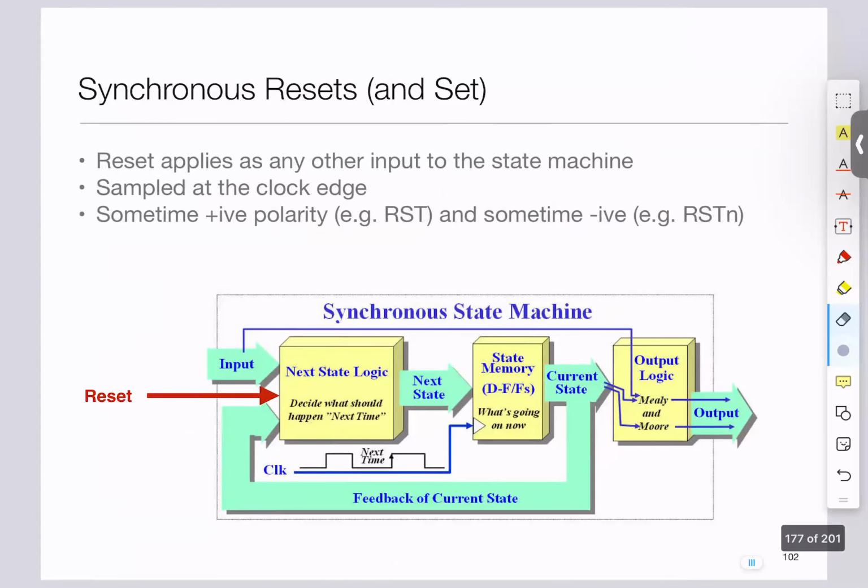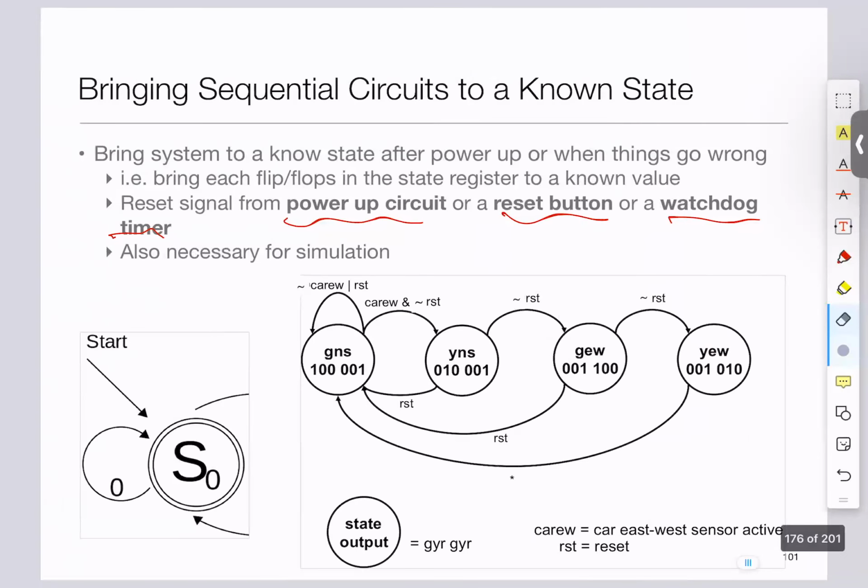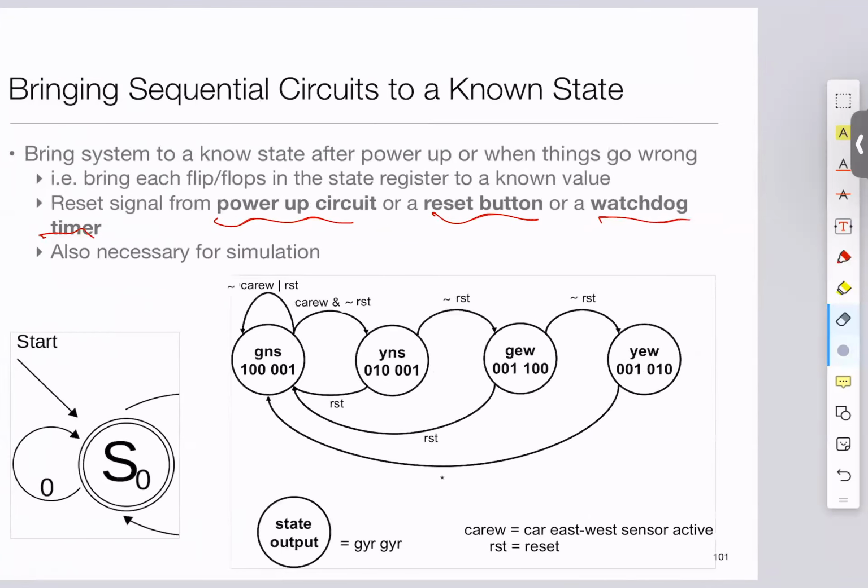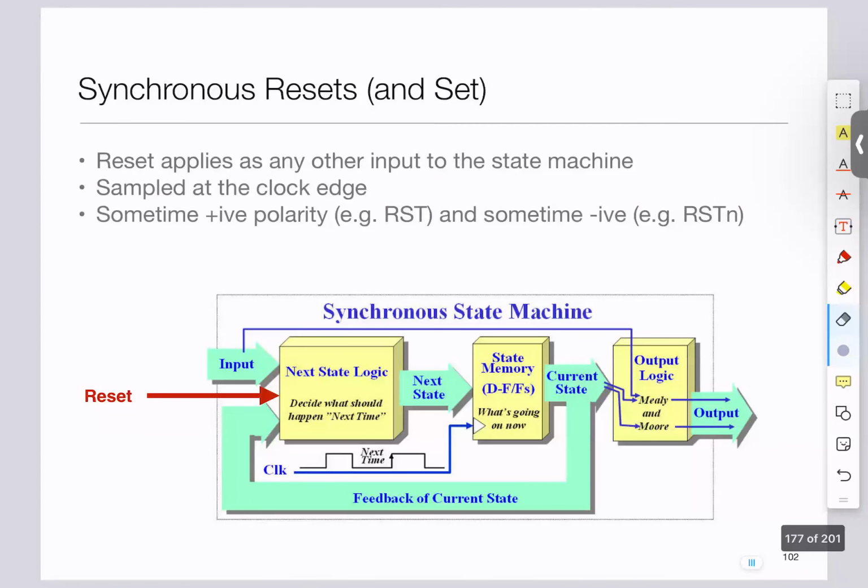So there are all of these possibilities: power up circuit, reset button, watchdog timer, and they send out a pulse. And when the pulse comes, I want to move to the reset state, the start state. So how do we do it?